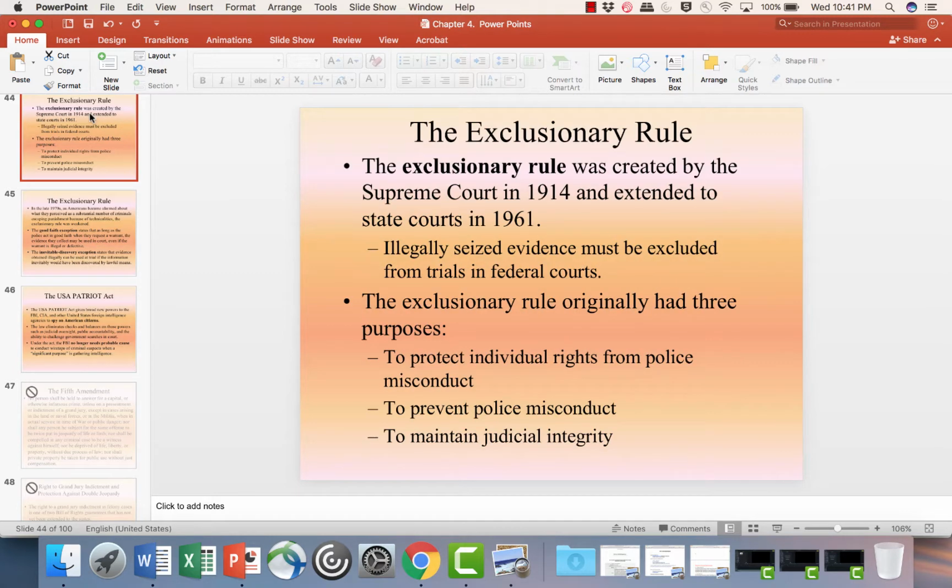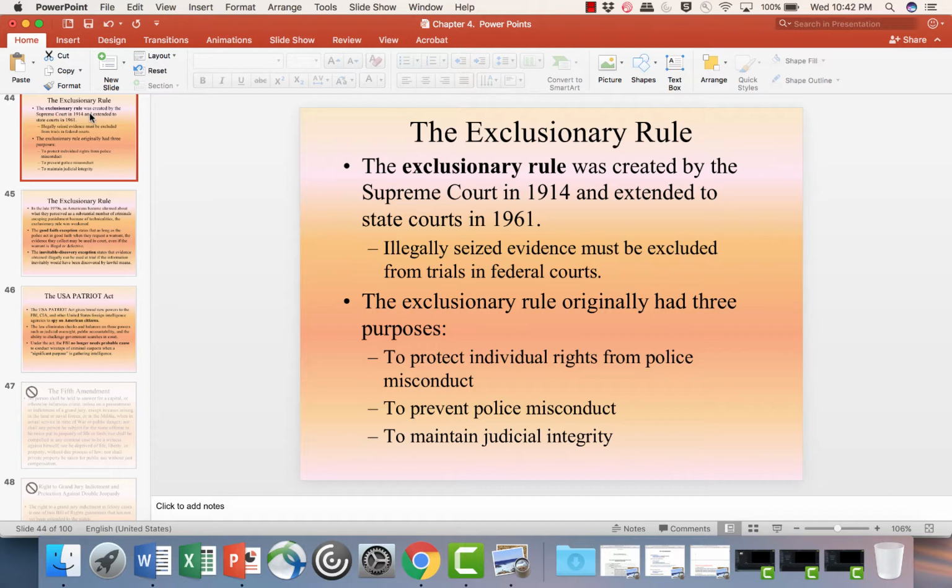The exclusionary rule is really important. This was created in 1914 and extended to the states in 1961, and this just says that illegally seized evidence must be excluded from trials in federal courts. And so, importantly, for you to know, the exclusionary rule originally had three purposes. Number one, to protect individual rights from police misconduct, and so we'll talk a little bit about the forbidden fruit.